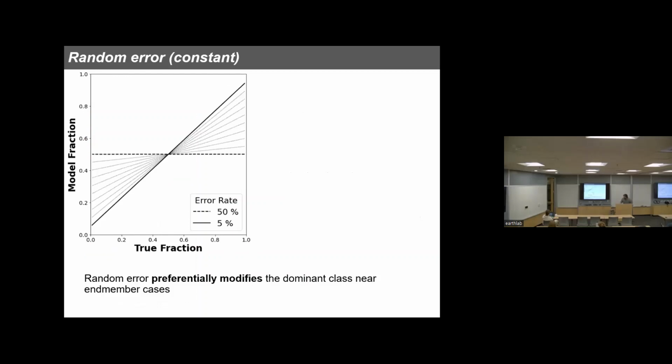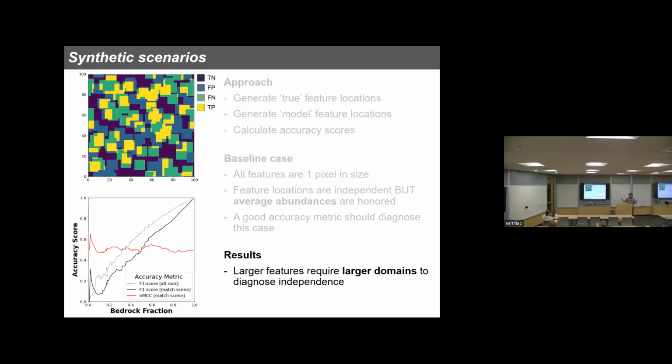Okay, so now I'm going to march through. This is the basic setup for everything that I've done. I generate these synthetic features. I look at the model and truth, I calculate the scores, and look at the patterns as a function of bedrock fraction or feature abundance.